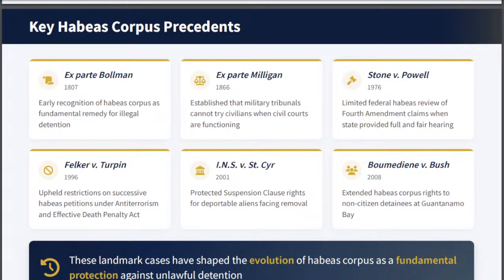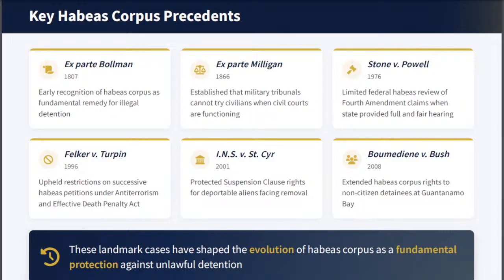Yeah, the quorum. All right, as we continue, we have some of the key precedents for habeas corpus. So we have Ex parte Bollman from 1807, early recognition of habeas corpus as a fundamental remedy for illegal detention. Then we had Ex parte Milligan in 1866, around the Civil Rights Act time, which established that military tribunals cannot try civilians when civil courts are functioning.